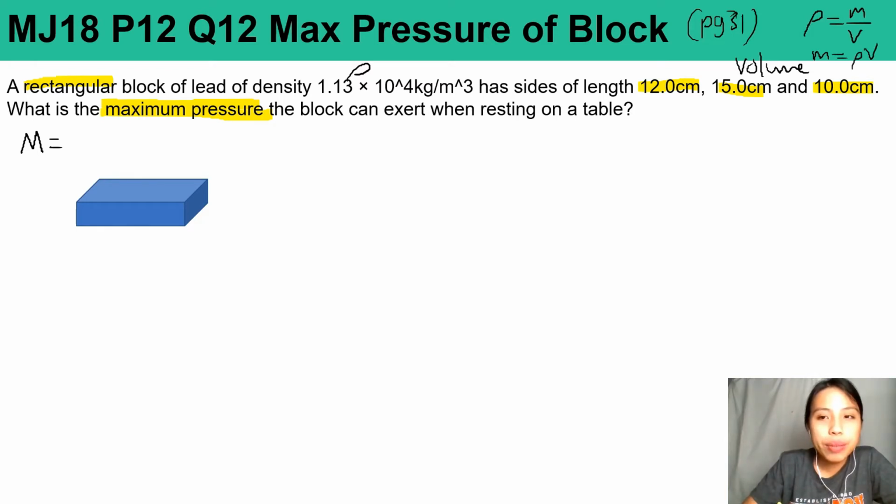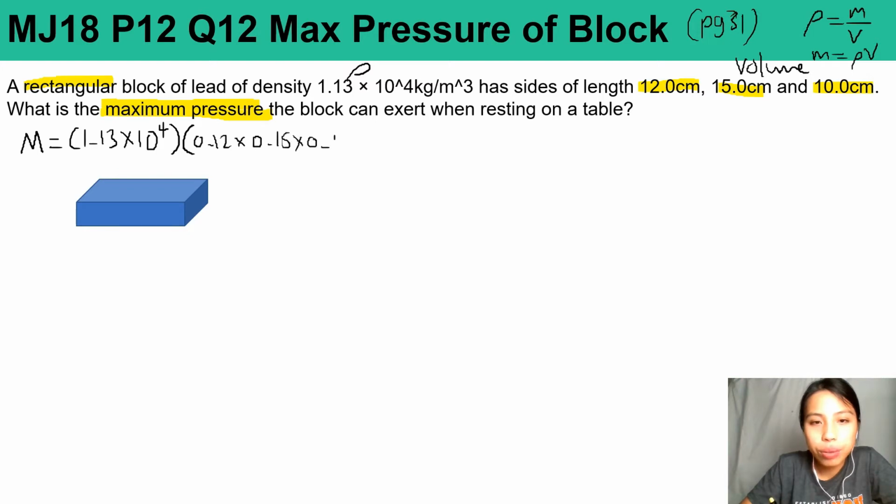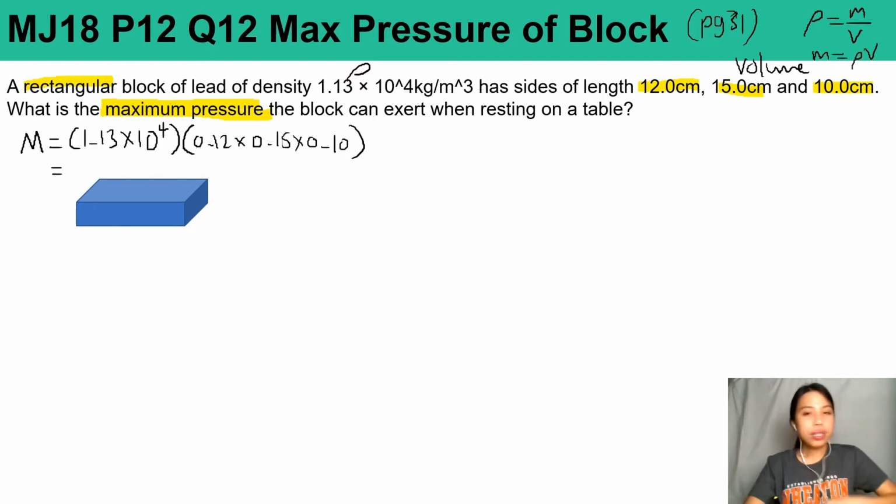So mass will be density, 1.13 times 10 to the power 4, times the volume. It's in cm. Make sure you change to meters. So you have 0.12 times 0.15 times 0.10. That will be your mass of this block. So calculate and see what do we get for the mass of the block. I got about 20.34 kg.